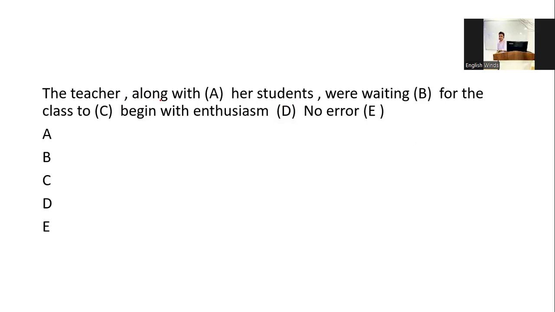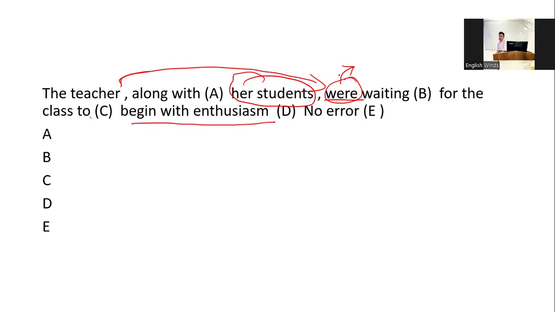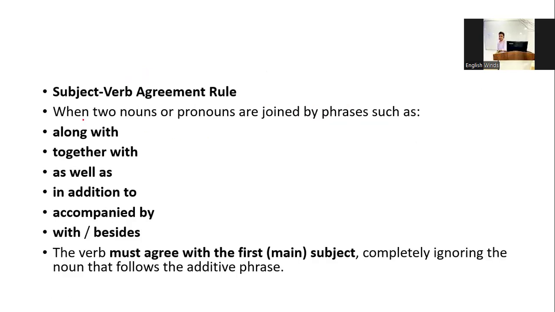So let's read. The teacher along with her students were waiting. One important thing that you need to understand is that everything, as we are talking about this teacher, the teacher being the subject, I'll tell you the rule. The teacher along with her students were waiting for the class to begin with enthusiasm. You might be wondering, sir, according to her students we need to follow the verb? No. Before answering this, anyhow, I gave you the hint.